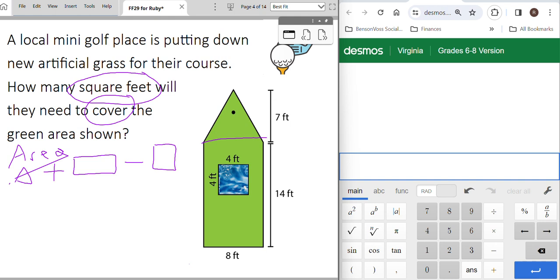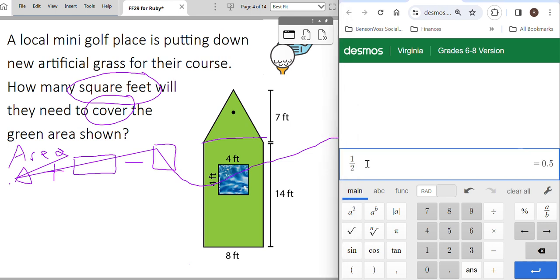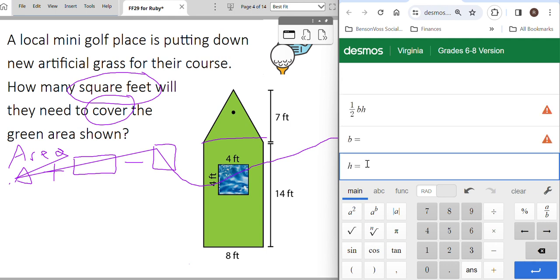So my triangle formula, oops, sorry about that. I don't know how I did that. I'm going to go ahead and just type it here. 1/2 base height. Make sure to look up your formulas in your formula sheet so you don't make mistakes. So we've got 1/2 base height.